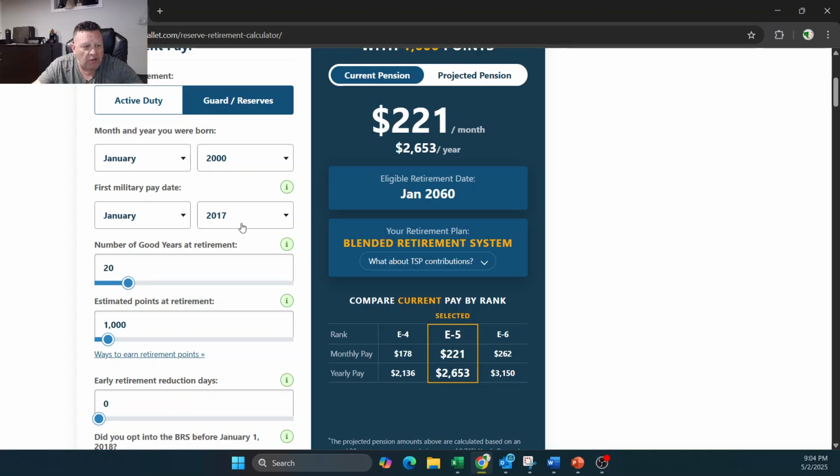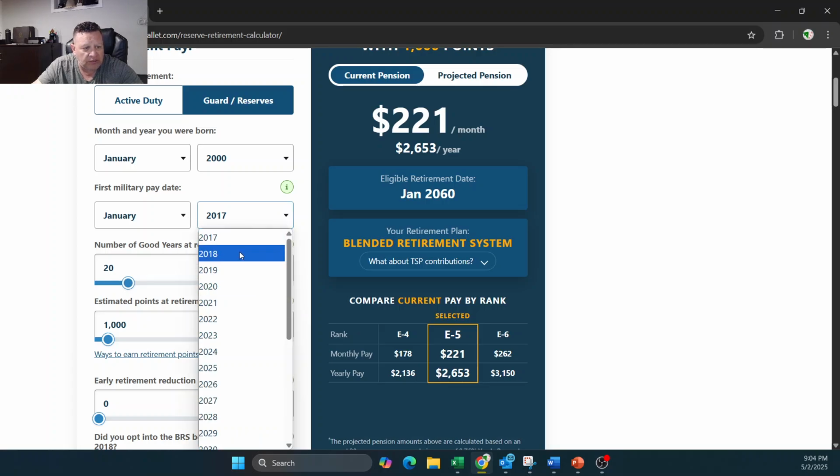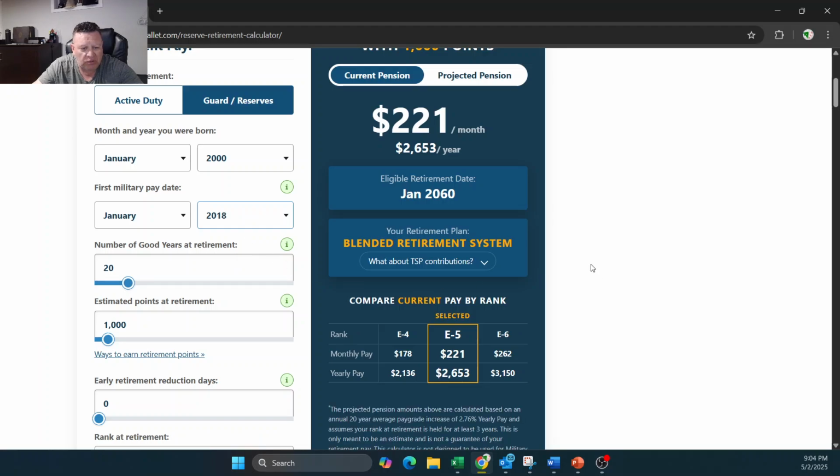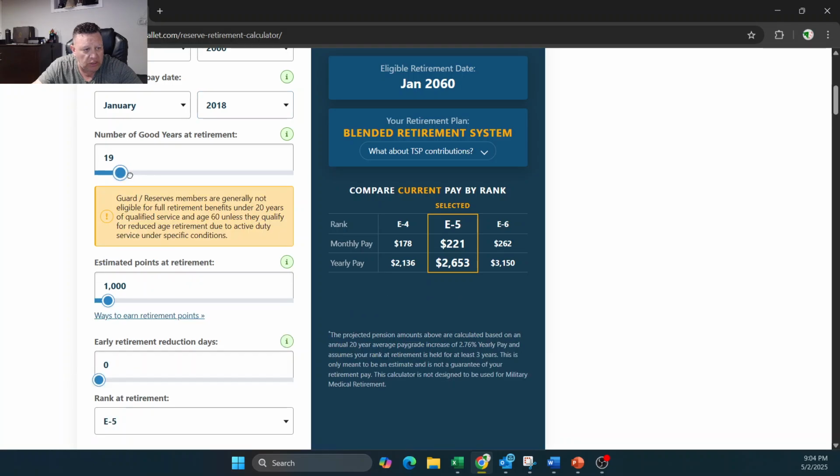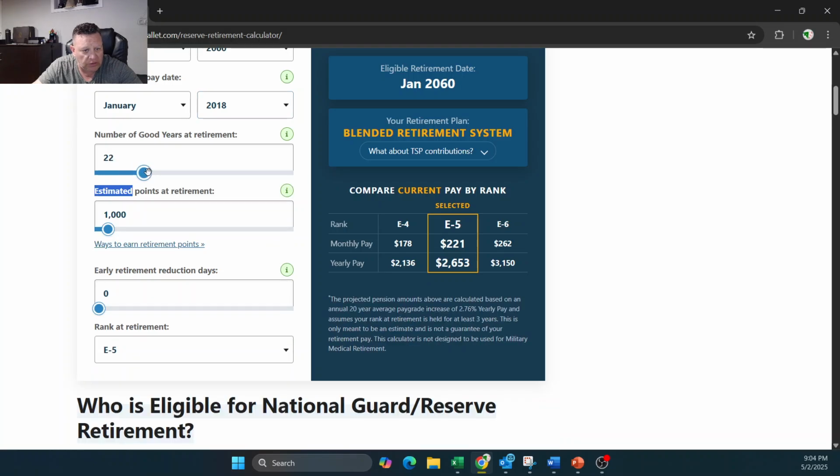Okay. First entered military service. Let's just put that at 18. I don't think it makes that big of a difference. All right, 20 good years. Let's say he did 22 good years. 22 good years. See, it doesn't move very much. See how it doesn't move the money?